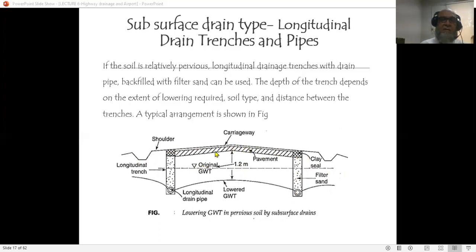Once the water is there, some of the water will go there, some will go there, some may go this way. And gradually, once you have built this, the groundwater will also be lowered, because all the groundwater will now seep through these trenches. And then it will be collected from the pipe. These pipes may be connected with the interceptor drains, and those interceptor drains will be connected to the water course, whatever drainage infrastructure you have.